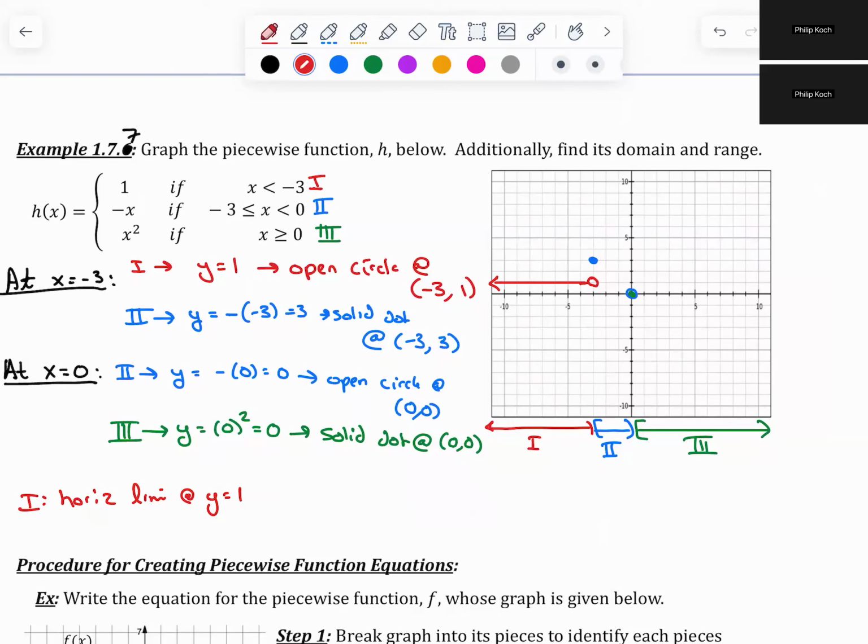Piece 2 is a line with slope -1 and y-intercept at 0. So this one just has a slope of -1, so it goes down 1, right 1, like that. And we've drawn that piece.